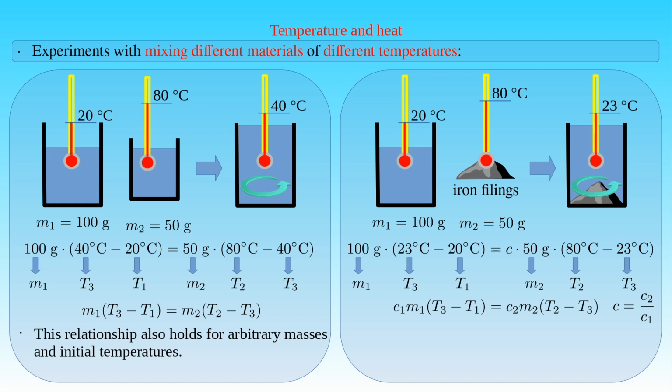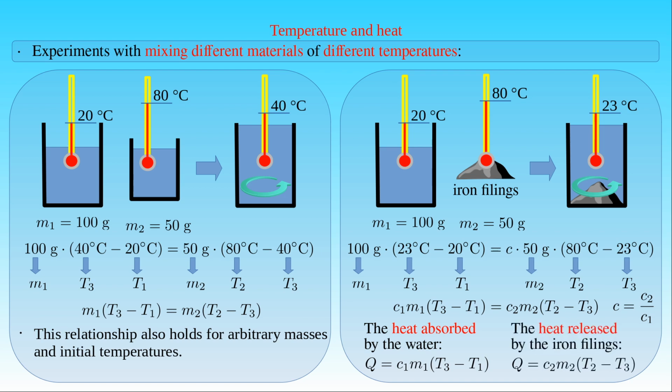If we change the masses of the water in the container and the iron filings and heat them to various initial temperatures, then we find that the equation still holds. Therefore this relationship gives a general quantitative description of the transport of heat during the mixing of two materials. Here we neglected the heat dissipation over the wall of the container and through the gauge of the thermometer measuring the temperature. We can interpret this result as the water absorbed an amount Q of heat during its warming, where Q is equal to C1 times the mass M1 of the water, times the increase T3 minus T1 in its temperature. Whereas the iron filings release the same amount of heat, which can also be written as C2 times the mass M2 of the iron filings, times the decrease T2 minus T3 in its temperature.